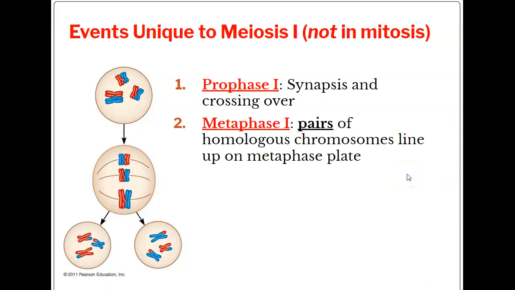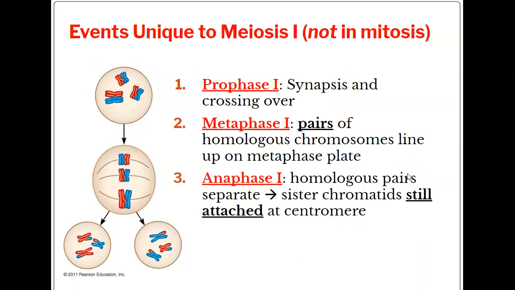So things that are unique to meiosis, meaning they do not happen in mitosis: there's crossing over events at the synapses or chiasmas. In metaphase, instead of just each chromosome lining up, it's really the homologous pairs lining up in their tetrads. And then in anaphase, when they pull apart, the sister chromatids are still attached together. So these are things that do not occur in mitosis that are unique to this meiosis I part.